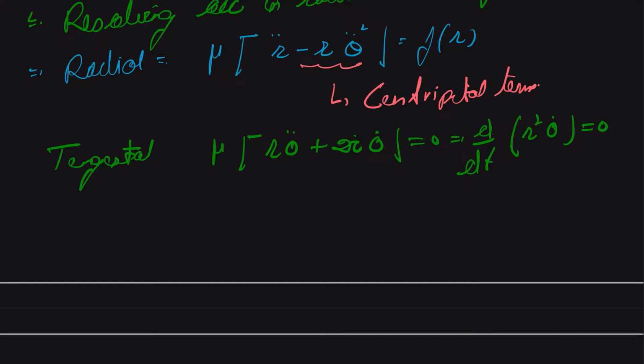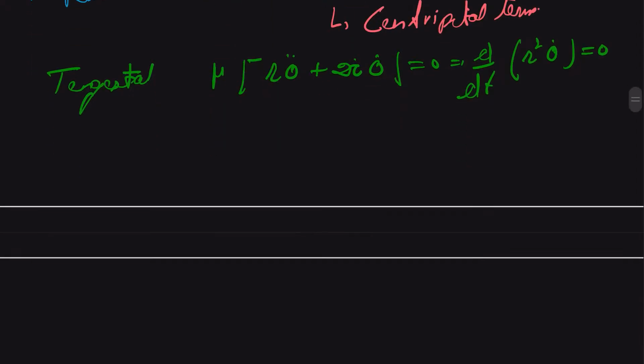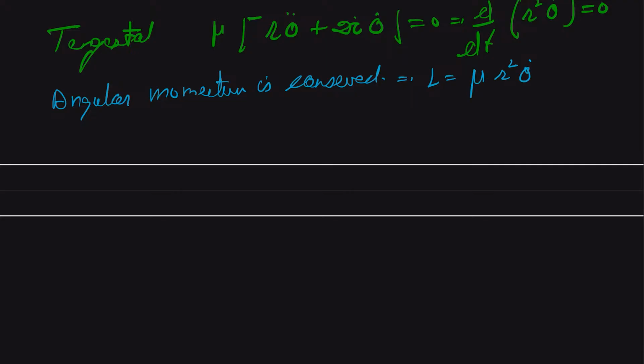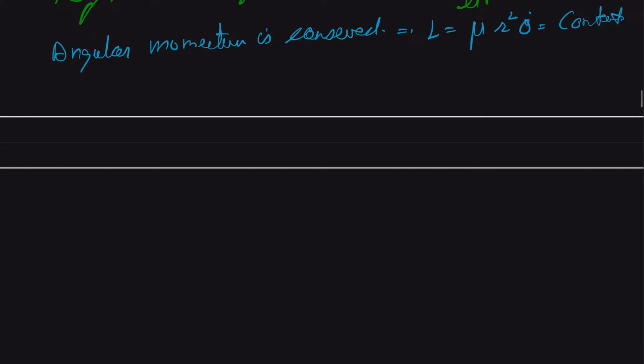And we know that our angular momentum is conserved, therefore we can say that L will be equal to mu r square theta dot, which is nothing but a constant. From here we can write that theta dot will be equal to L upon mu r square.